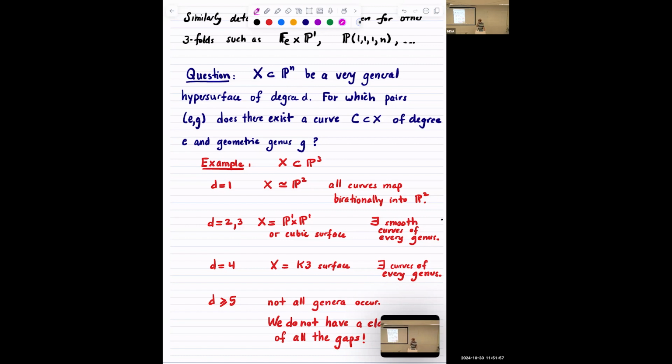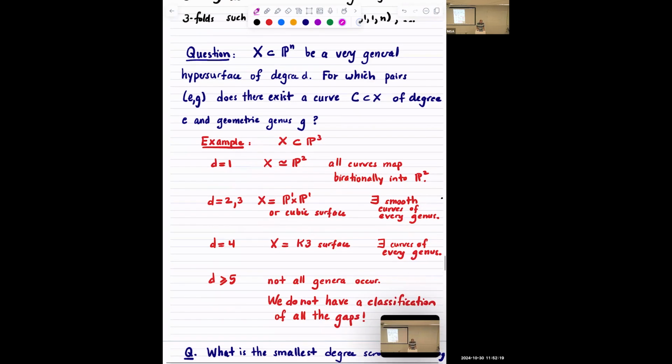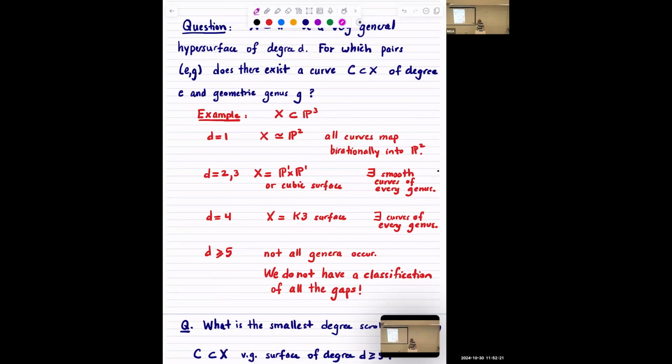Similarly, if you have a quadric or a cubic surface, then in fact there exists a smooth curve of every genus in such things. For instance, if you look at the quadric P1 cross P1, and the curve of type (2, G plus 1), then that's a smooth curve of genus G. Similarly, for K3 surfaces, there exist curves of every genus, but the moment D is 5 or more, then not all genera can occur. In particular, you can't have curves of genus 0 and 1, but there are gaps.